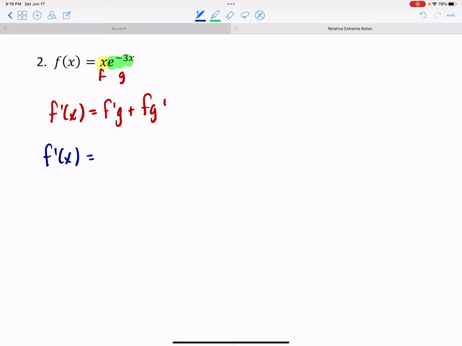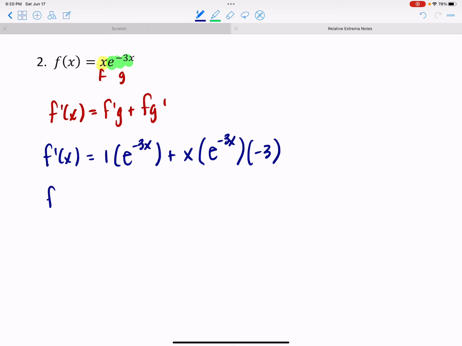The derivative of x is just going to be 1, and then g is e to the -3x, plus f is x, and then the derivative of e to the negative 3x, remember derivative for e is itself, so e to the negative 3x, but then we want to apply our chain rule, because this is not just an x, so we multiply by the derivative of negative 3x, which makes a negative 3. So there's our unsimplified form.